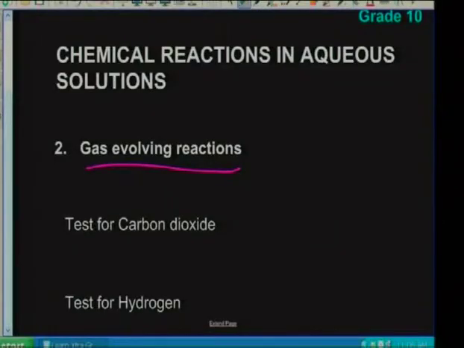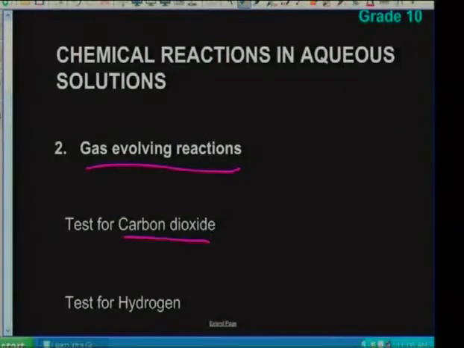And the next one is solutions in which gases are evolved. And so we get reactions where they produce gases. There are two common types of gases produced. There are others. The ones that I think are most common, the ones that you will come across, are where we produce carbon dioxide and we produce hydrogen.